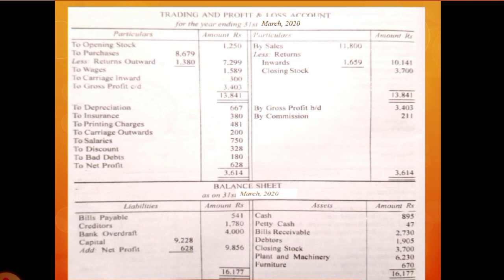Then creditors, the suppliers from whom we have purchased goods on credit, 1780. Then there is bank overdraft. It is a short-term loan which has to be repaid within a period of 1 year. It is a liability, so it is also taken to the liability side of the balance sheet, rupees 4,000.